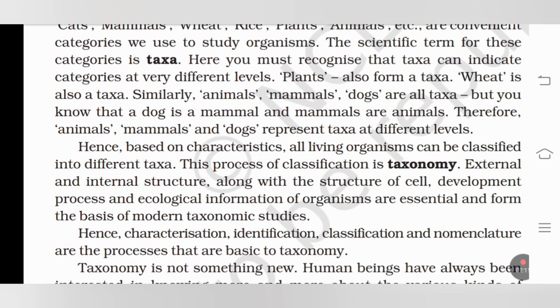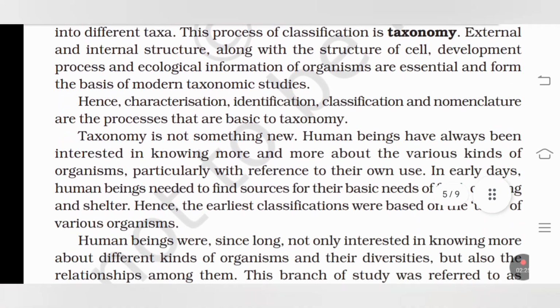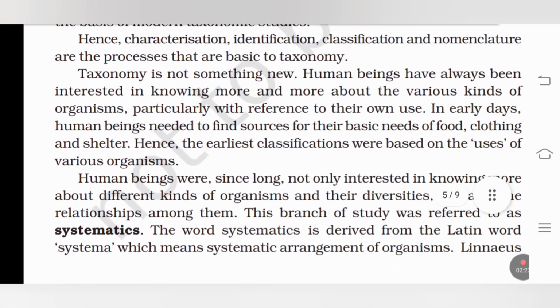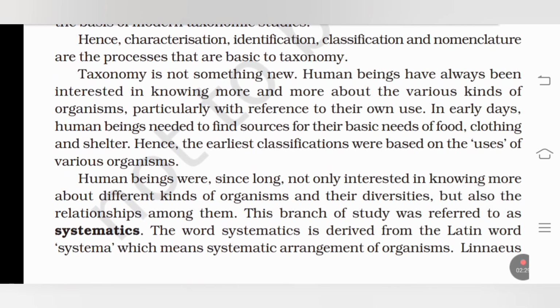This process of classification is taxonomy. External and internal structure, along with the structure of cells, developmental processes and ecological information of organisms, are essential and form the basis of modern taxonomic studies. Hence, characterization, identification, classification and nomenclature are the processes that are the basis of taxonomy. Taxonomy is not something new.